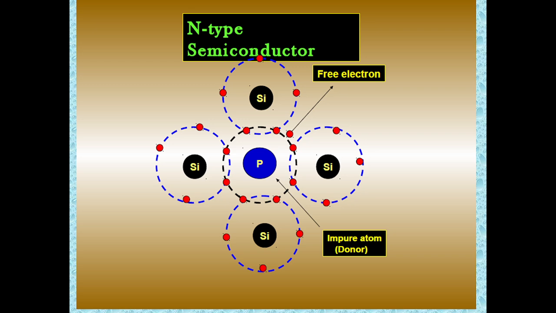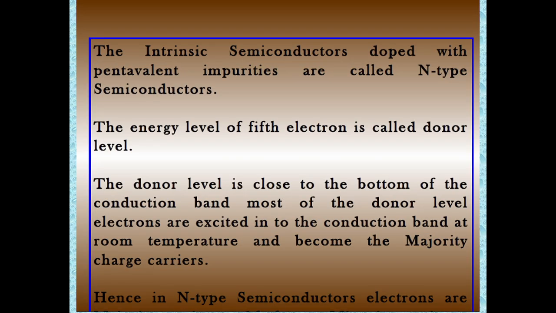Here, the phosphorus is surrounded by the 4 silicon atoms. Here, the phosphorus is considered an impure atom, it is a donor atom. The phosphorus donates 1 free electron. Here, there is creation of free electrons. This is for n-type semiconductor. The intrinsic semiconductors doped with pentavalent impurities are called n-type semiconductor.